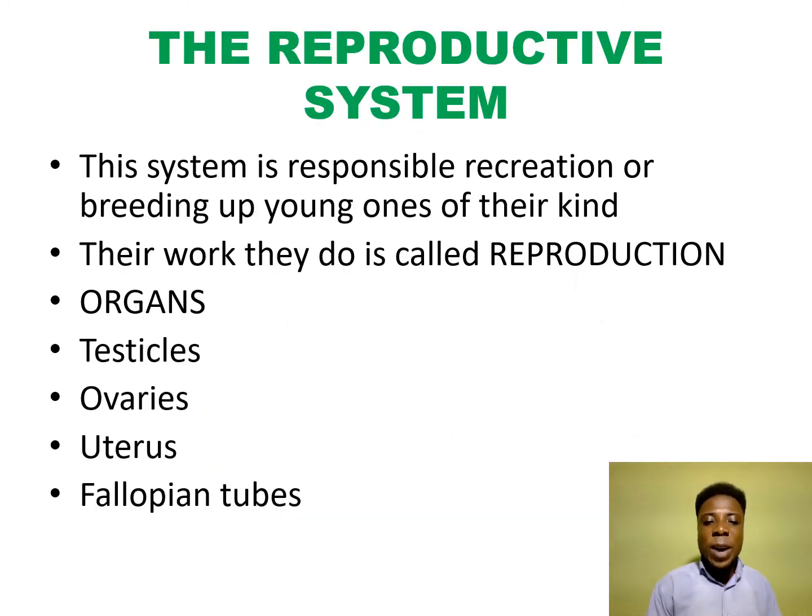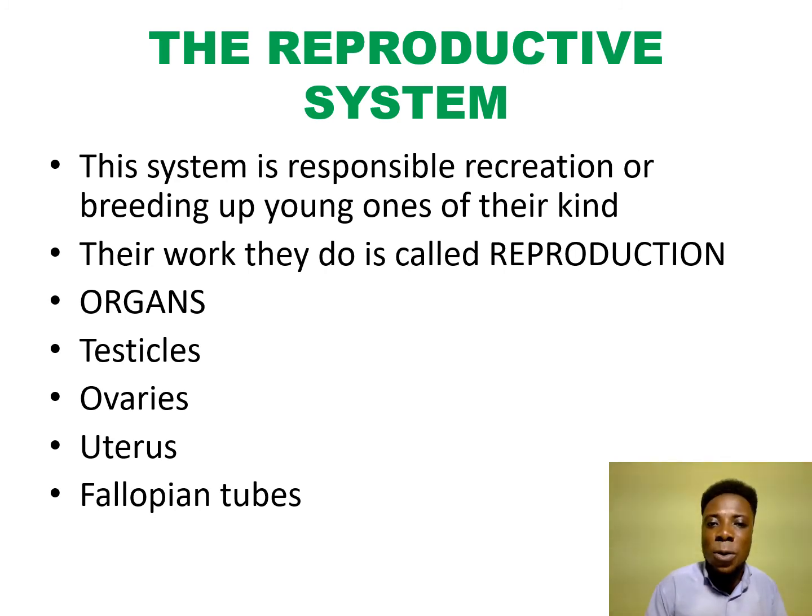Now, we've come to the reproductive system. Reproduce. Create more images of your own. Breed. Let's give birth. That is the right language, I think you understand. Give birth to younger ones of your type. That is reproduce. Reproduction. That is the work of this system. So the reproductive system is responsible for recreation or breeding up young ones of the same kind, giving birth to young ones.